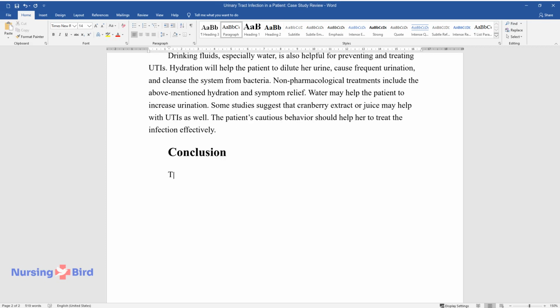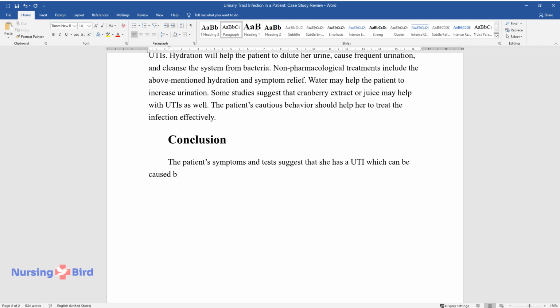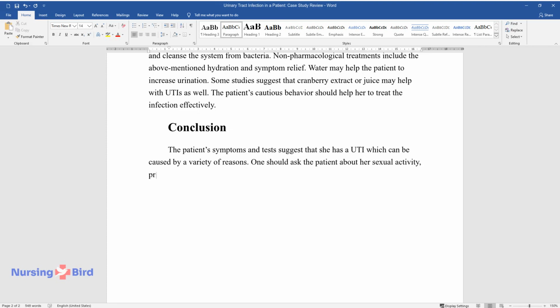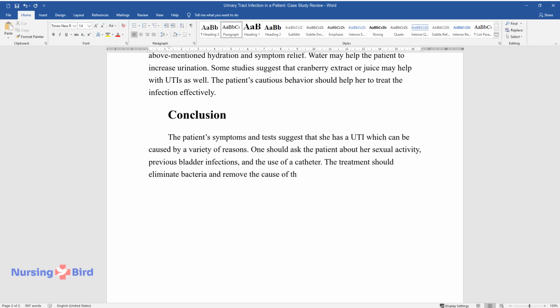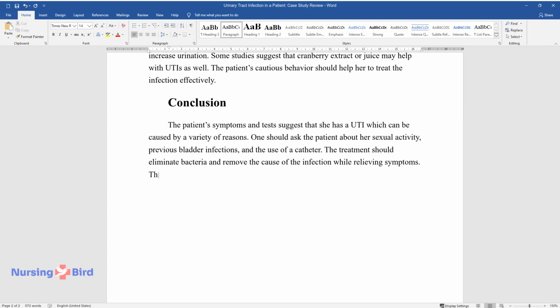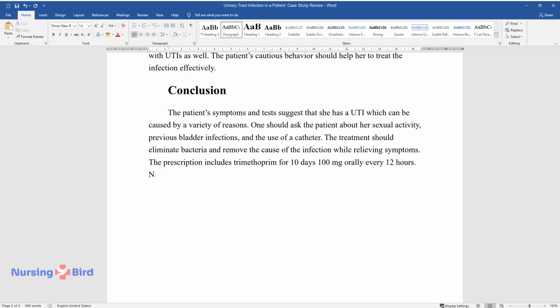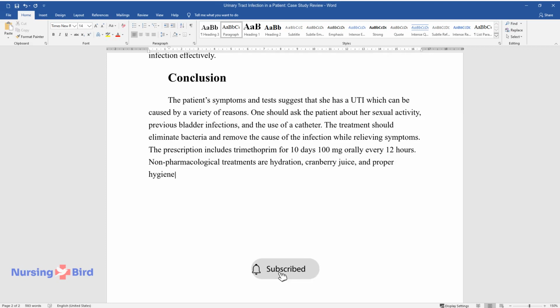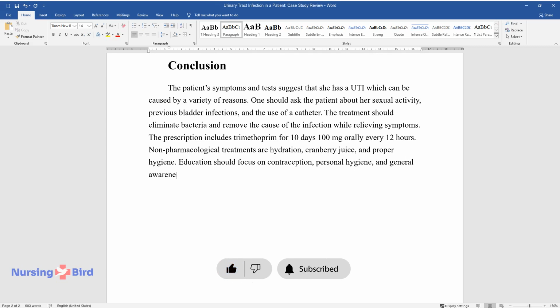Conclusion. The patient's symptoms and tests suggest that she has a UTI, which can be caused by a variety of reasons. One should ask the patient about her sexual activity, previous bladder infections, and the use of a catheter. The treatment should eliminate bacteria and remove the cause of the infection while relieving symptoms. The prescription includes trimethoprim for 10 days, 100 mg orally every 12 hours. Non-pharmacological treatments are hydration, cranberry juice, and proper hygiene. Education should focus on contraception, personal hygiene, and general awareness of infections.